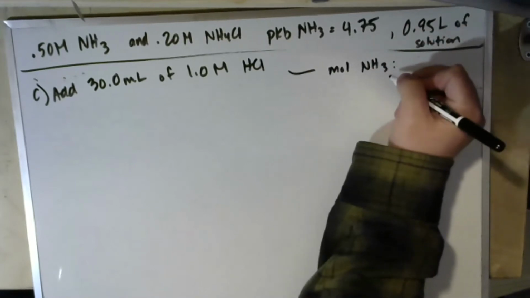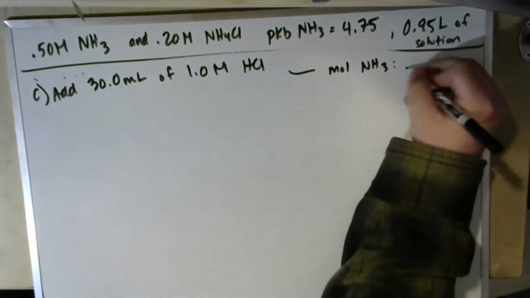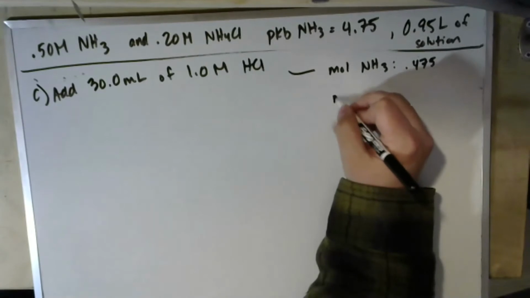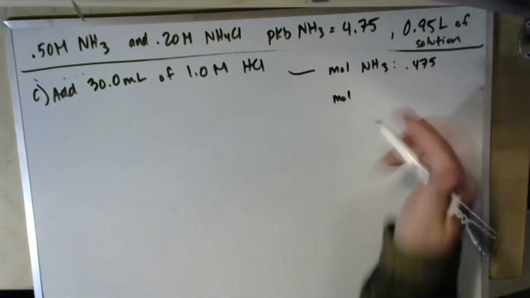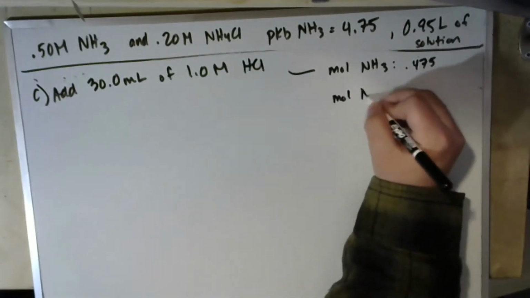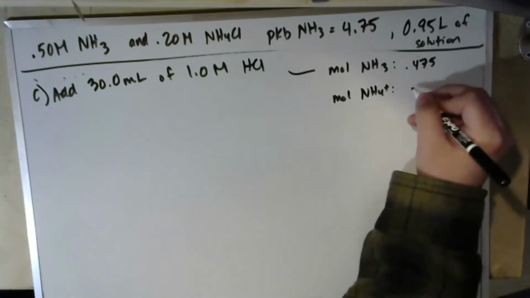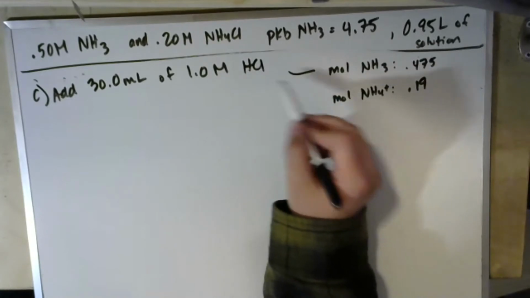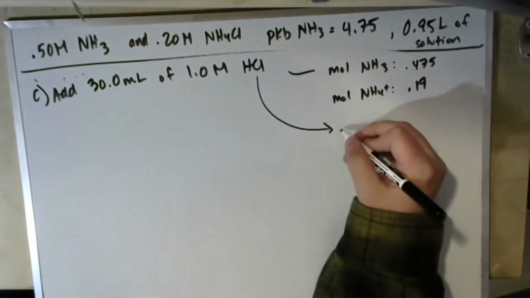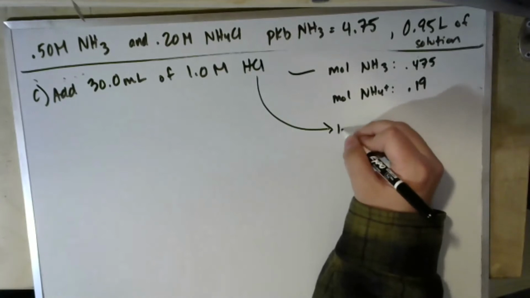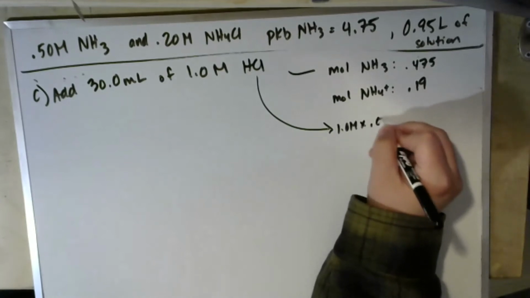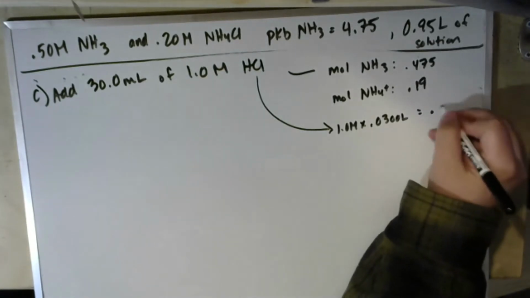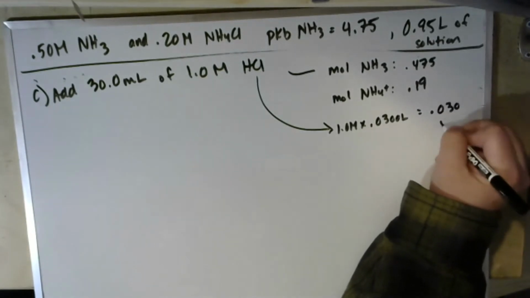Moles of our NH3 were 0.475, because we're going back to the original buffer solution. They're not asking us to keep track of all the changes in sequence. The moles of our NH4+ were 0.19. And now we have to figure out what the moles of our HCl is going to be. So we'll do the molarity times the volume. So 1.0 molar times 0.0300 liters is going to be 0.030 moles.